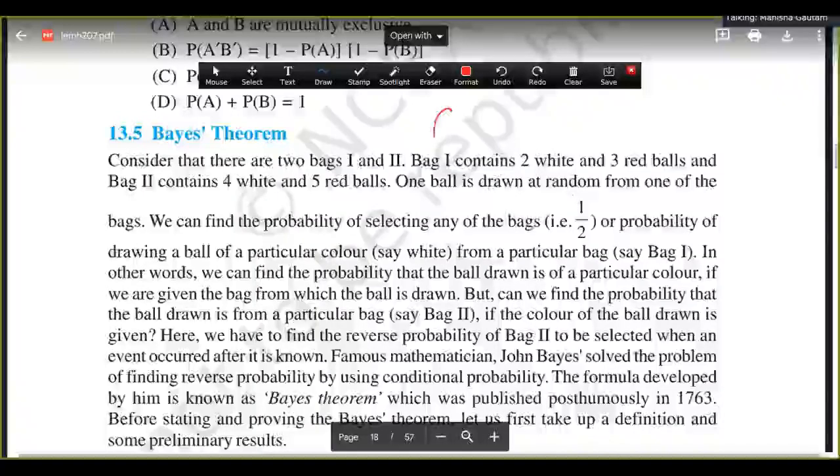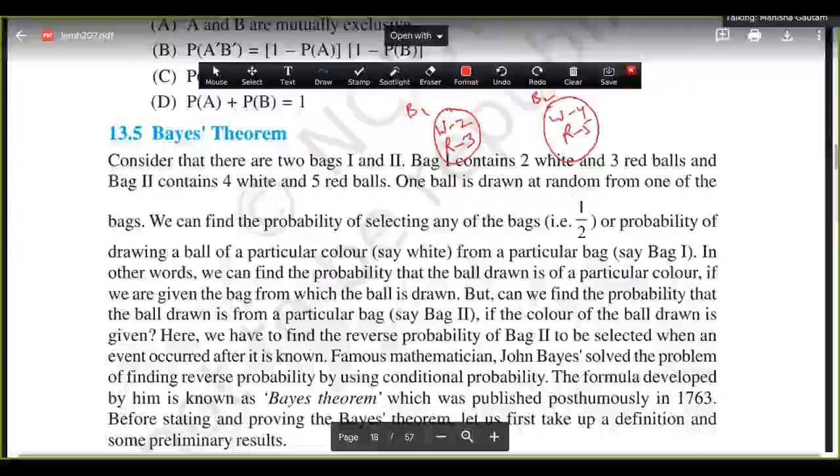Here I have drawn the first bag and the second bag, and this is B1, suppose, and this is B2. The first bag contains, I have to write down, white 2 balls and red 3. In the second bag, white 4 and red 5 balls. Okay. One ball is drawn at random from one of the bags.